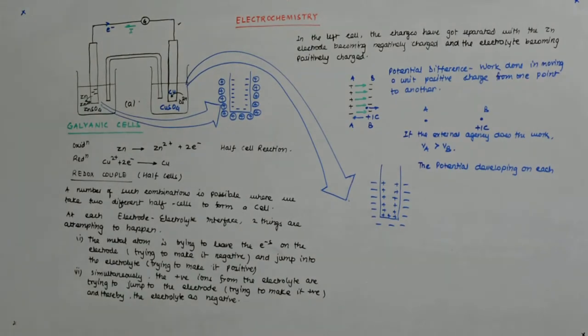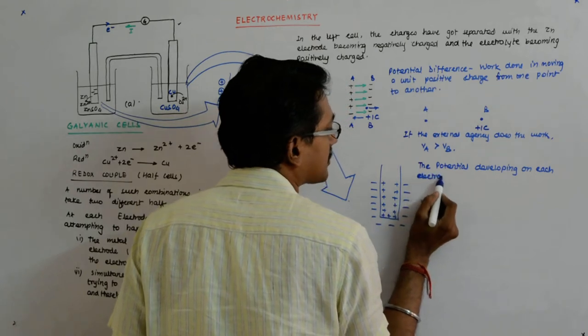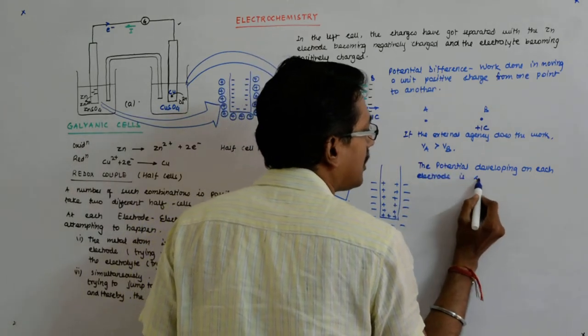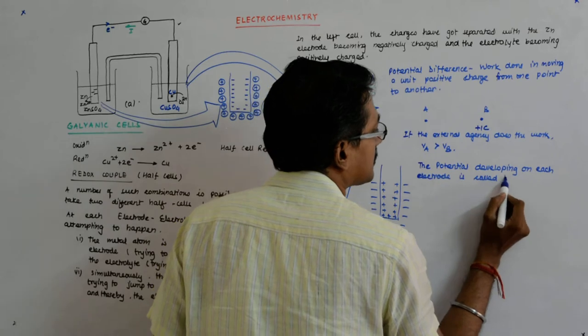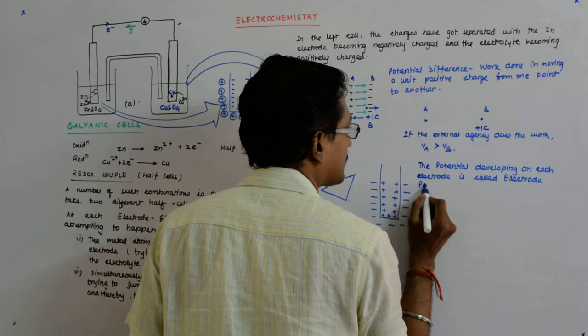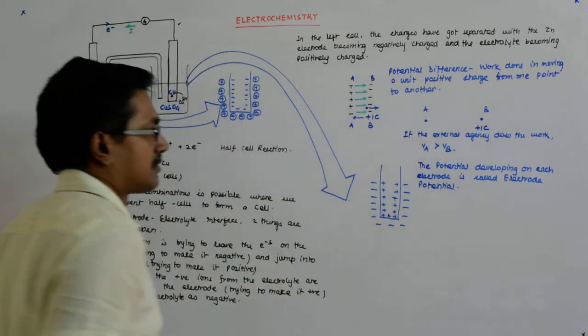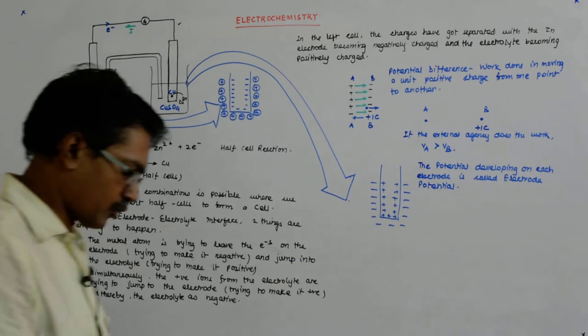The potential developing on each electrode is called an electrode potential. It is called an electrode potential.